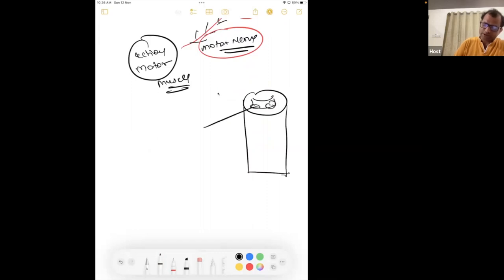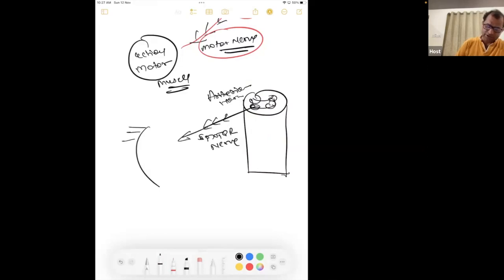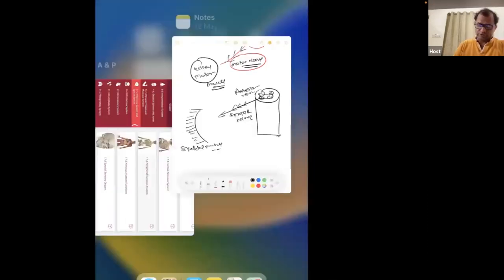In the spine, there is an anterior horn, meaning some part of the spine, from where the spinal nerves are coming out, or we can say the motor nerves are coming out. Then reaching to the skeletal muscle, right?